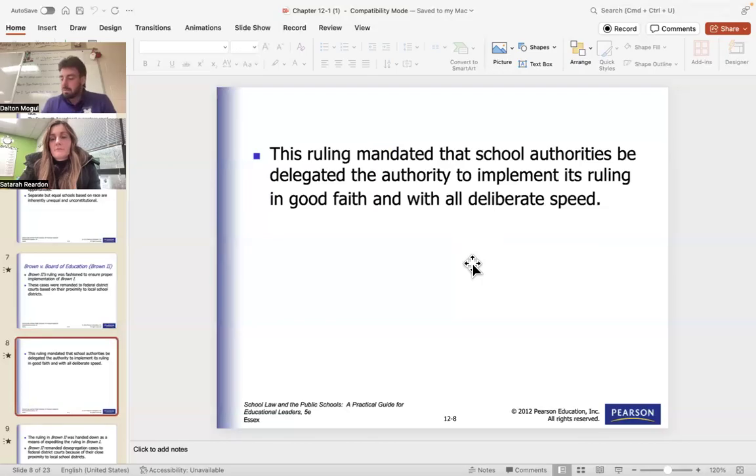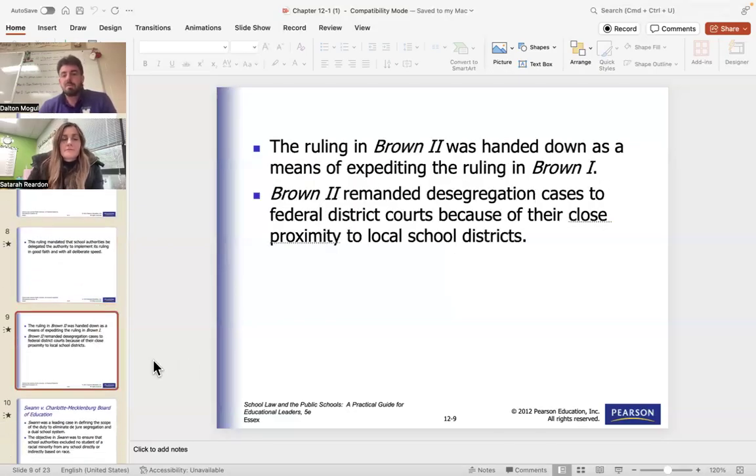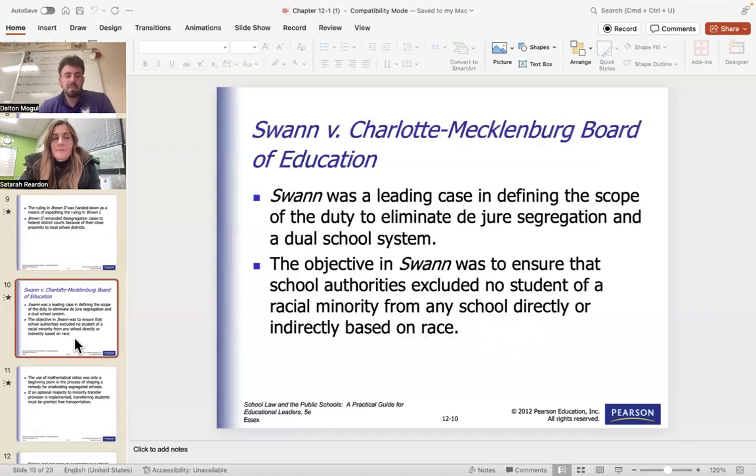What was interesting, the Supreme Court justice who spoke on Brown v. Board of Education round two basically said Brown v. Board was an example of trial and error, because there were so many things they didn't consider or weren't aware of. It was just a system of trial and error until they got what was right. So the ruling in Brown v. Board 2 was handed down as a means of expediting the ruling in Brown v. Board 1. It remanded desegregation cases to federal district courts because of their close proximity, like was mentioned earlier. The idea was they need to implement and speed up this process.